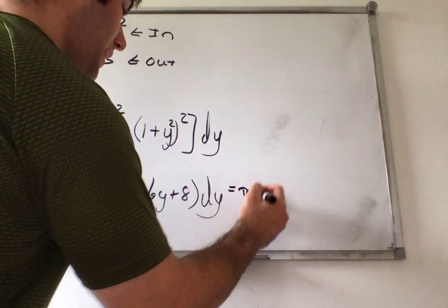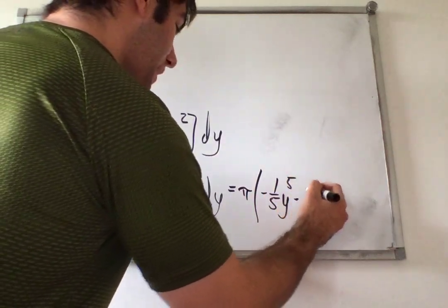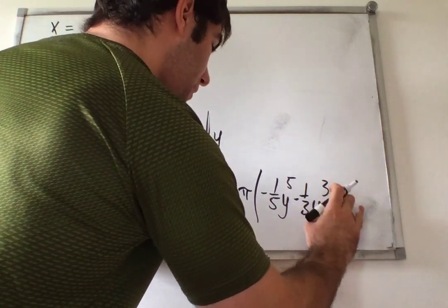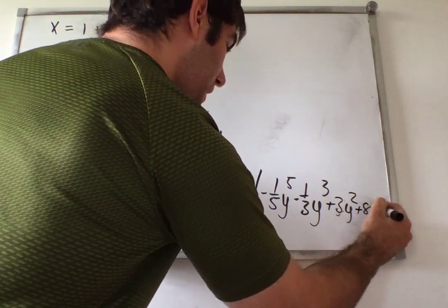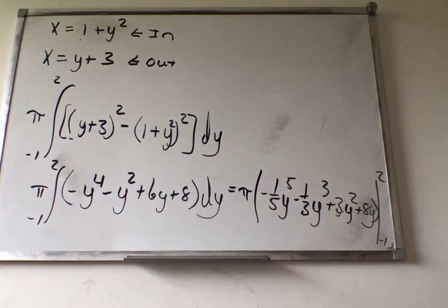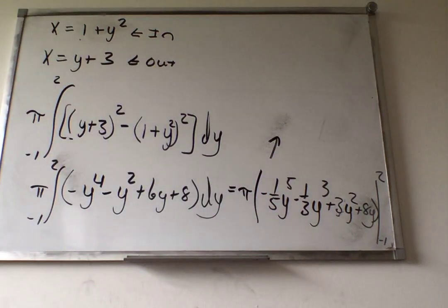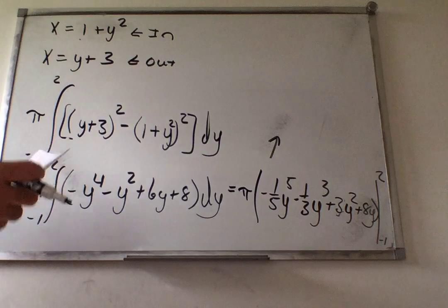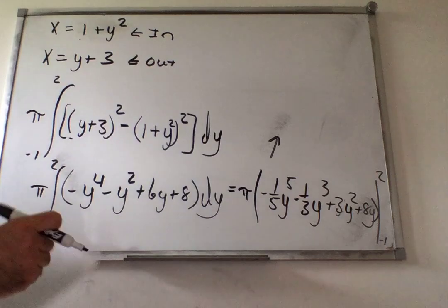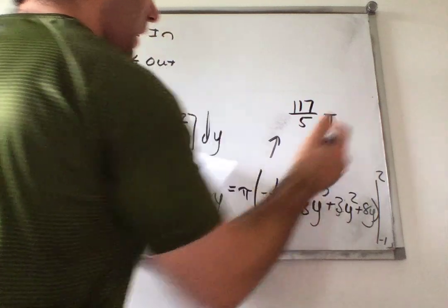So, pi times negative 1/5 y to the 5th minus 1/3 y cubed plus 3y squared plus 8y evaluated from negative 1 to 2. Now, plugging all of that in, I would use the calculator to plug it in. You plug in 2 minus, you plug in negative 1. Make sure you use parentheses, but you get 117 over 5 pi.